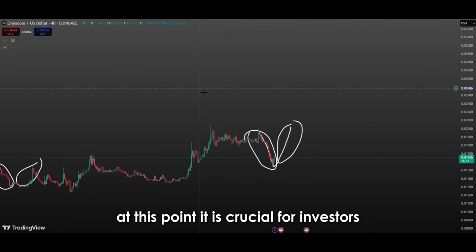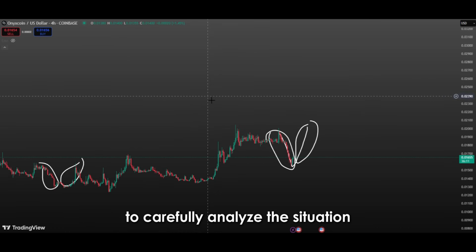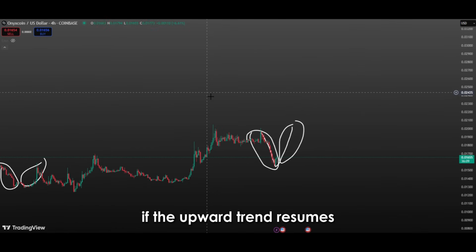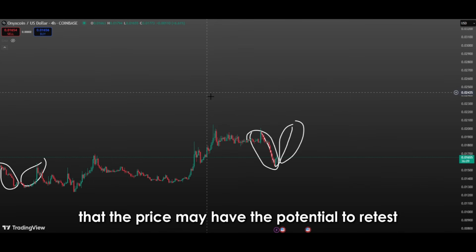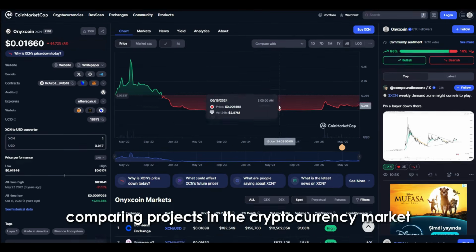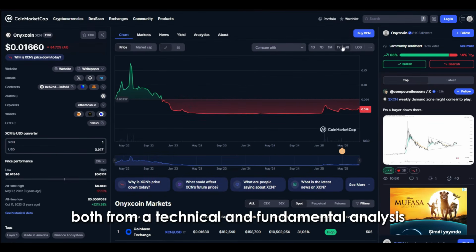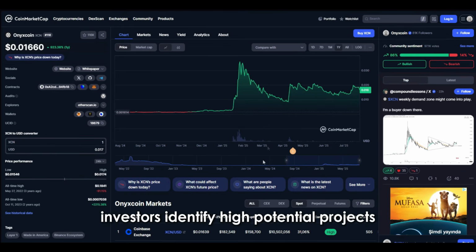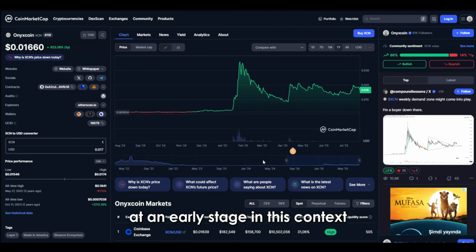At this point, it is crucial for investors to carefully analyze the situation and shape their strategies based on technical data. If the upward trend resumes, it should also be noted that the price may have the potential to retest and even surpass previous highs. Comparing projects in the cryptocurrency market, both from a technical and fundamental analysis perspective, is extremely important. These comparisons can help investors identify high-potential projects at an early stage.